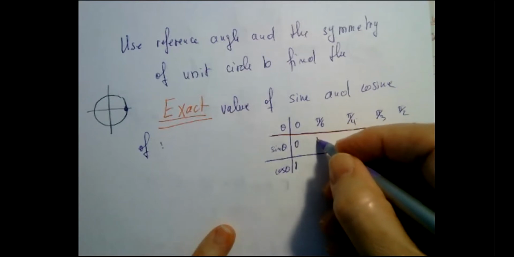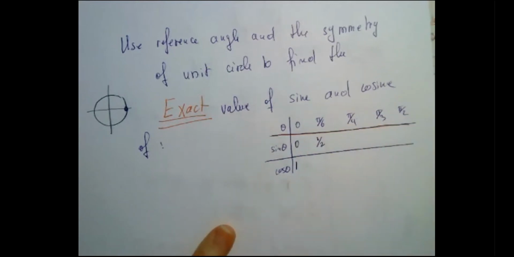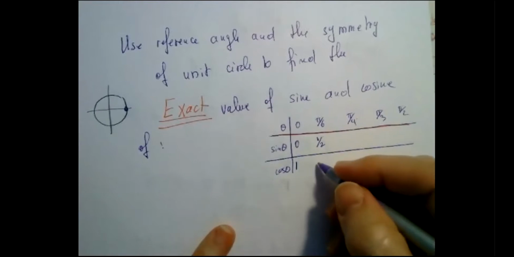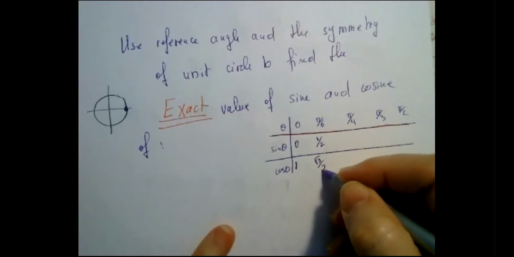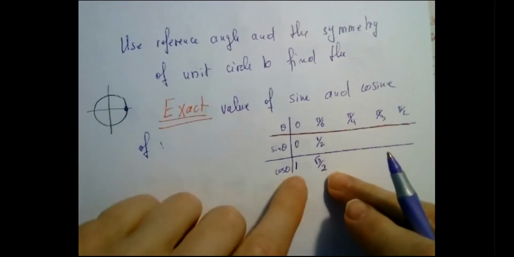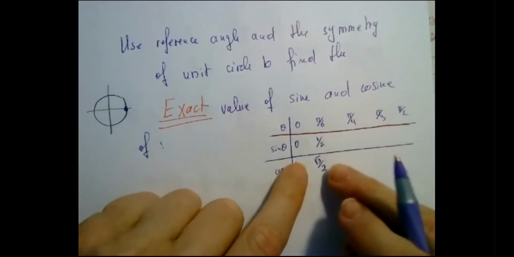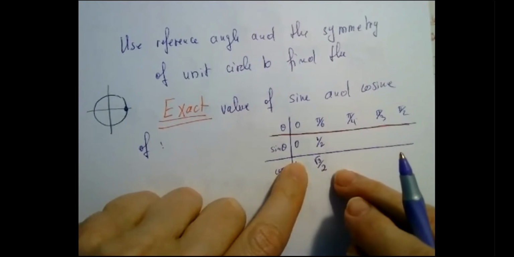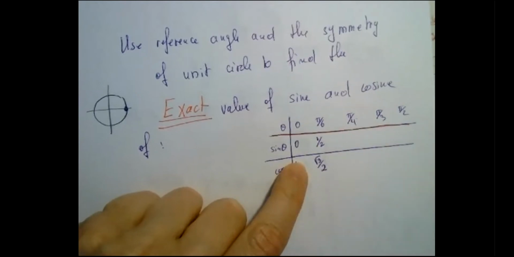The exact value. The sine is a half. That's the exact value. Square root of 3 over 2. So if I'm asking you about the exact value of cosine pi over 6, I expect square root of 3 over 2. I don't expect the values that you pick up from your calculator.